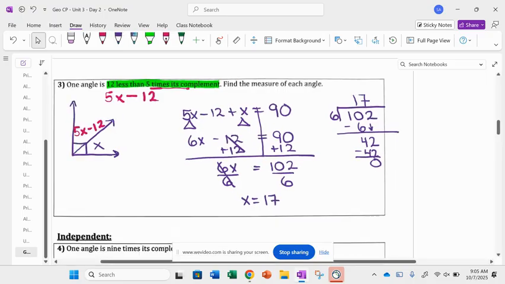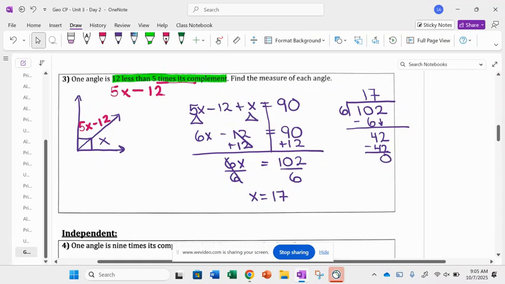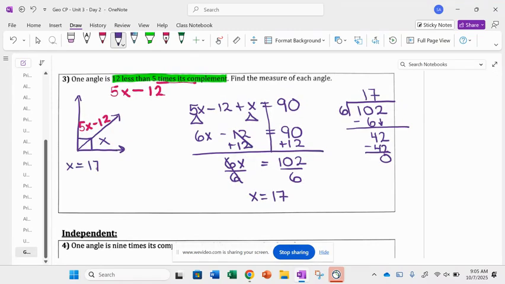Now it says find the measure of each angle. So I need both angles. X is 17. Sebastian, how do I find the other angle? So if x is 17, how do I find the other angle? Yeah, you got it. 5 times 17 minus 12, right? So then we're going to need to do more arithmetic.